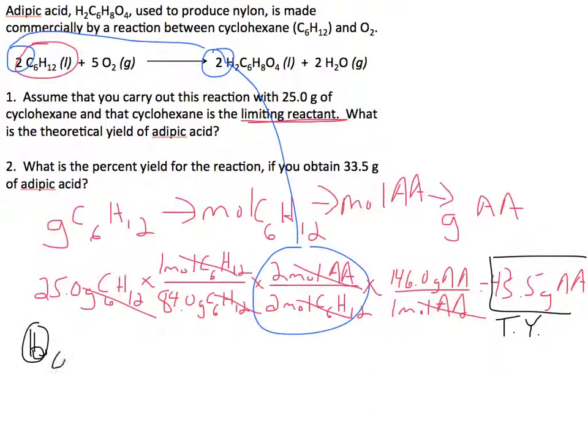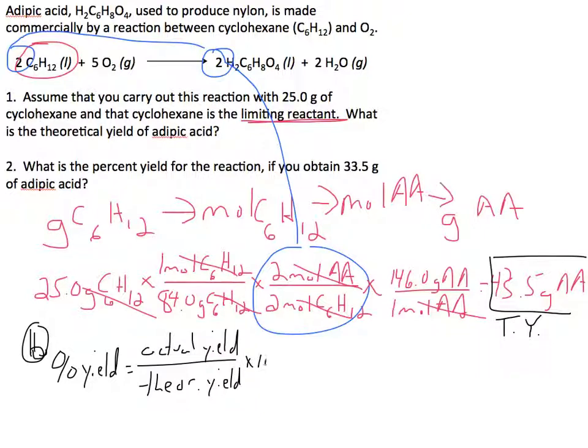we are looking for percent yield, which is just equal to the actual yield divided by the theoretical yield times 100. Okay, and so we're told that our actual yield is 33.5 grams, and we're dividing that by our theoretical yield, which is 43.5 grams, times 100, gives us a total of 77.0%.